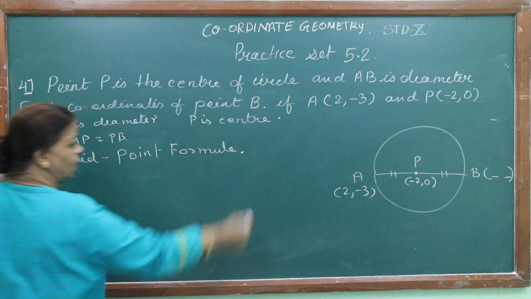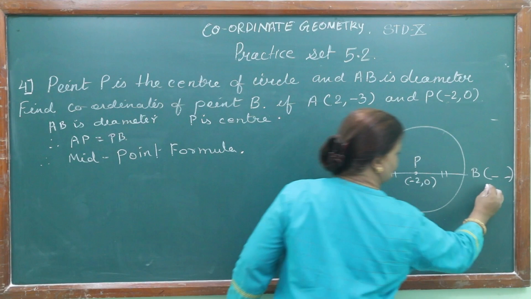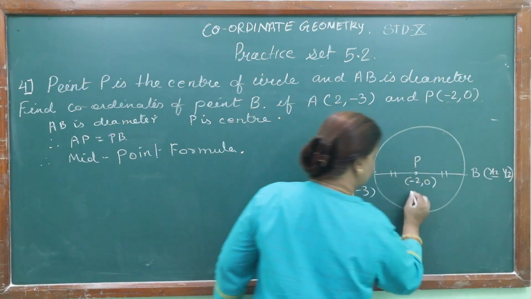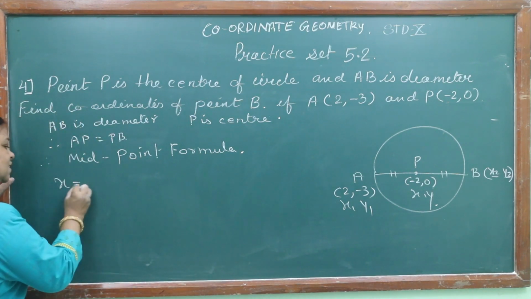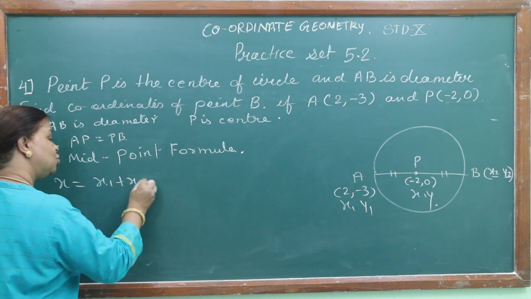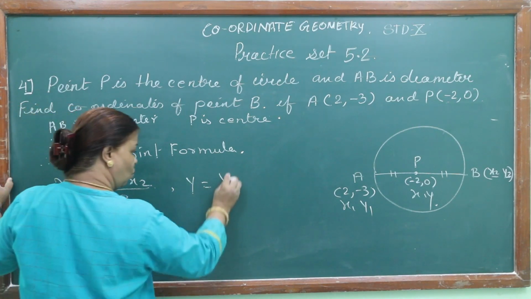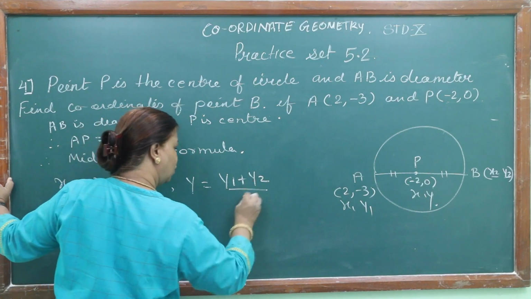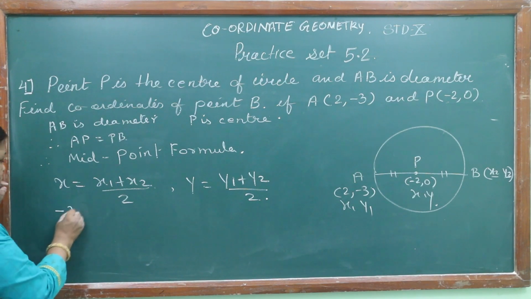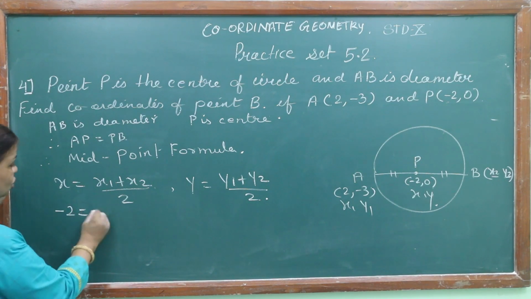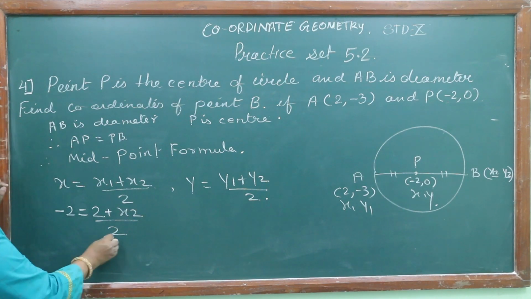So by midpoint formula, let us write here x1, y1, x2, y2, and this is x and y. So by midpoint formula, x is equal to x1 plus x2 upon 2 and y is equal to y1 plus y2 upon 2. Okay, let us place the values. X value is minus 2, which is equal to x1, x1 is 2, plus x2, which we need to find out, upon 2. So 2 will go here.